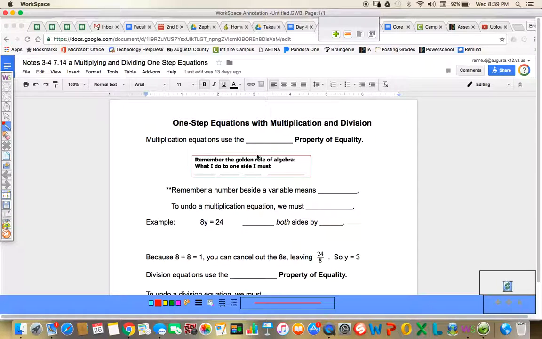Okay, multiplication equations use the division property of equality. And the reason being, division is the opposite of multiplication. Remember the golden rule of algebra: what I do to one side, I must do to the other. Remember, a number beside a variable means multiply.